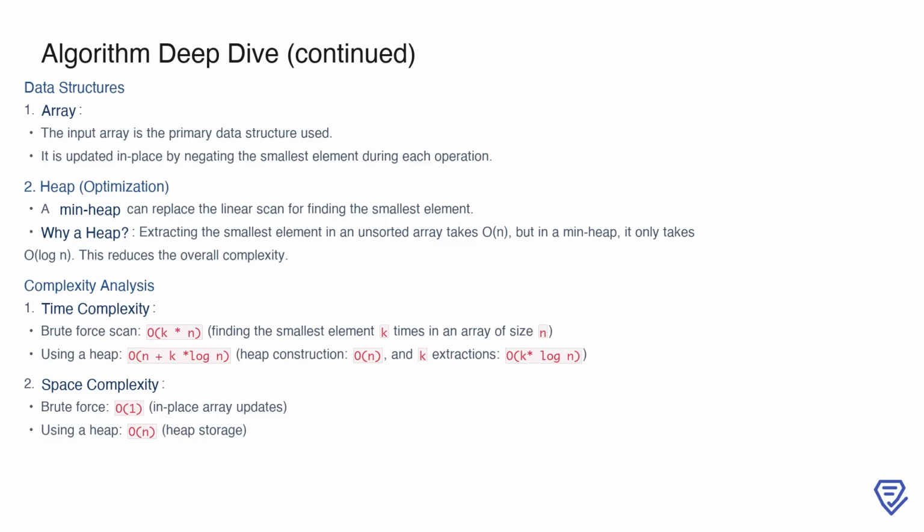Speaking of complexity, the brute force approach has a time complexity of O(k * n), where n is the size of the array and k is the number of negations. By using a heap, the complexity improves to O(n + k * log n), with O(n) for heap construction and O(k * log n) for k extractions and insertions. Space-wise, the brute force approach requires O(1) extra space, while the heap-based solution uses O(n) to store the heap.